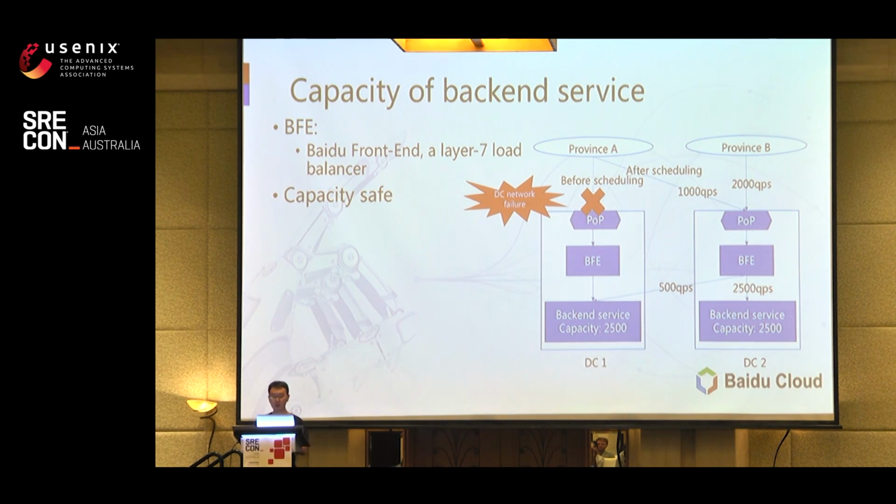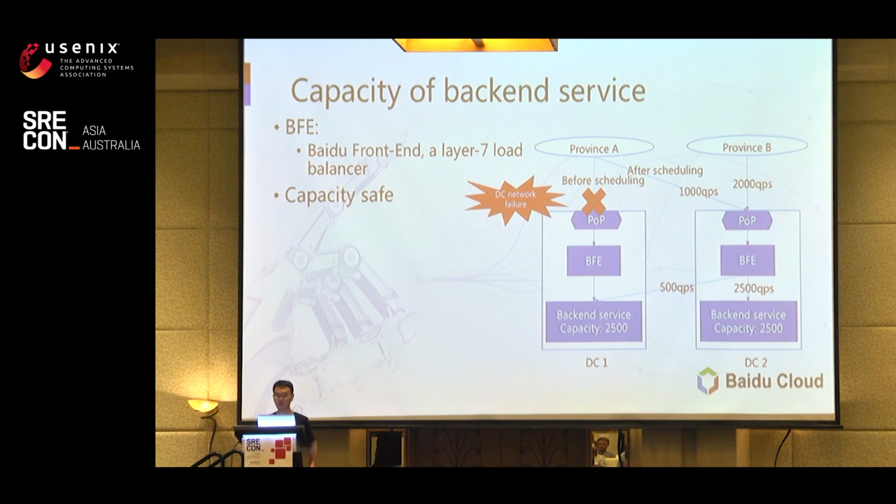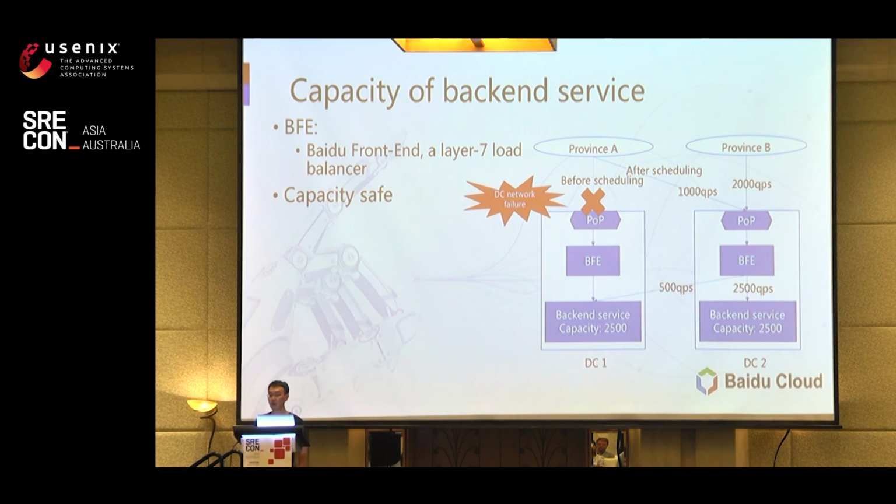In our example, the BFE system in data center 2 observes 3,000 QPS of requests. It looks up the corresponding service capacity in a configuration database and finds the capacity is 2,500 QPS, less than the incoming traffic. So it schedules 500 QPS to the service in data center 1 through the internal network. In this way, the services in both data centers are not overloaded.